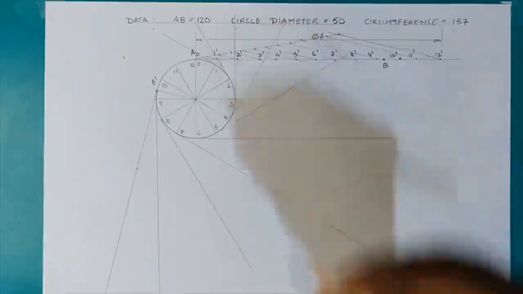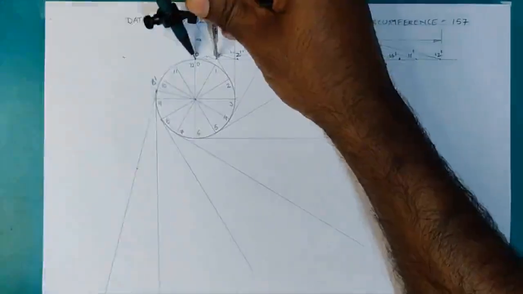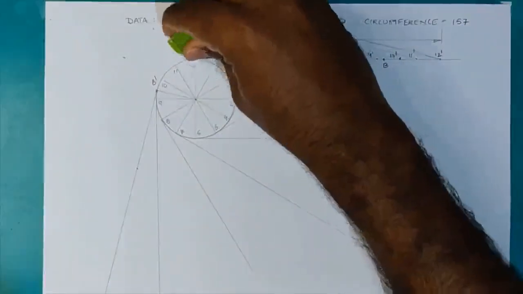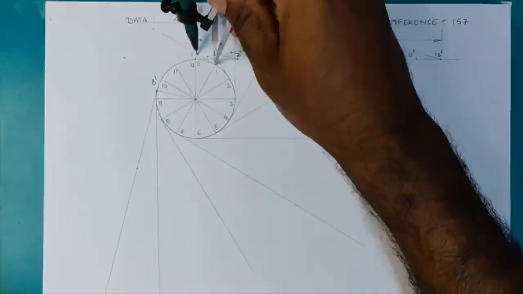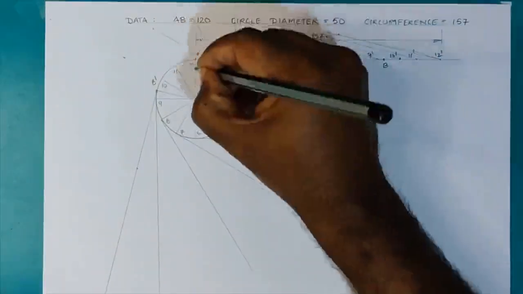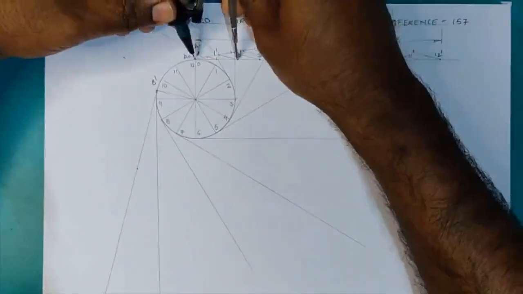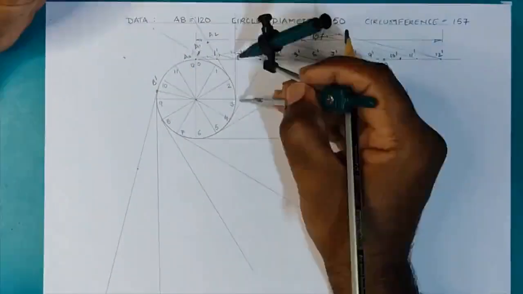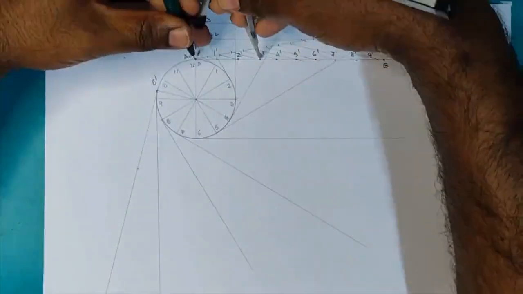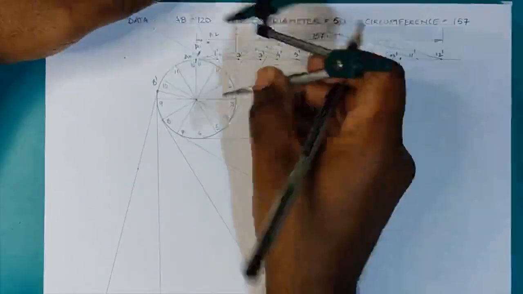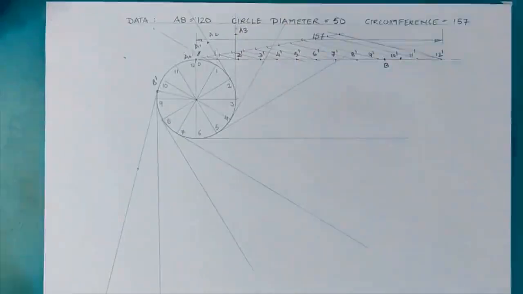Now I'll take distances from the point 1 to point A. Keep it on the tangent at 1 and mark point A1, as can be seen. Remember, I am marking the point through 1 on the circle. Distance was 1 dash to A. Next, I take distance 2 dash to A, keep it on 2 and mark a point on tangent through 2. Now 3 dash to A, I take distance, keep it on 3 on the circle and mark it on the tangent A3.